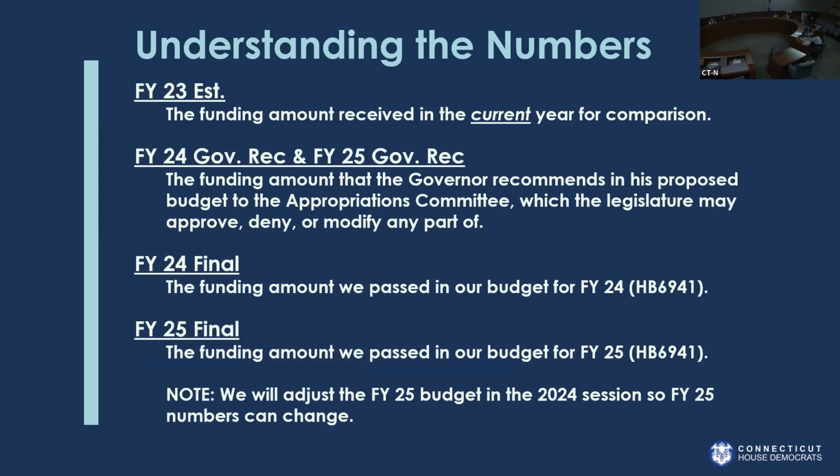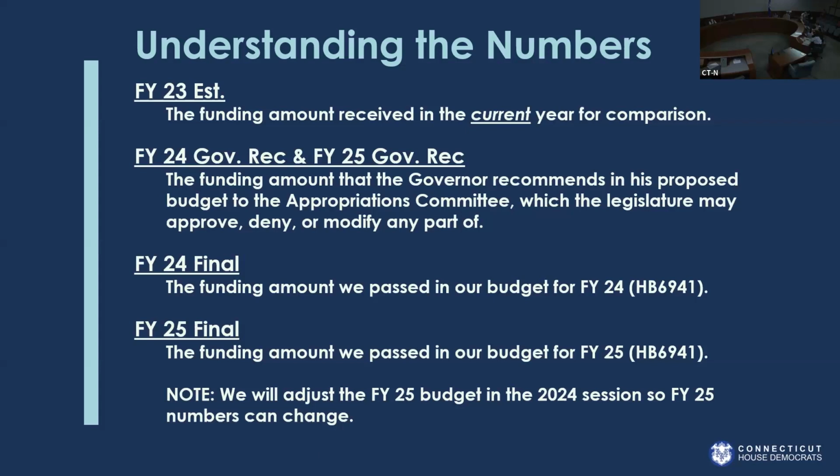So you'll see in the most recent town runs, you'll see fiscal year 23, and that's the most recent budget and what we ended up paying out on that year. You'll see fiscal year 24 and 25 governor's recommendation. The governor recommends a budget to the legislature every single year. And we can accept any part of it, we can modify it, we can deny pieces of it.